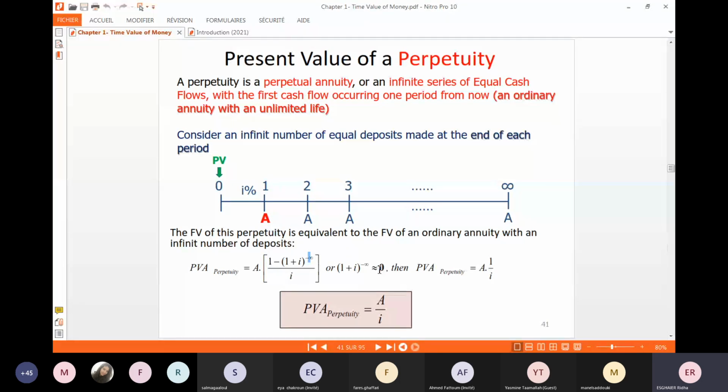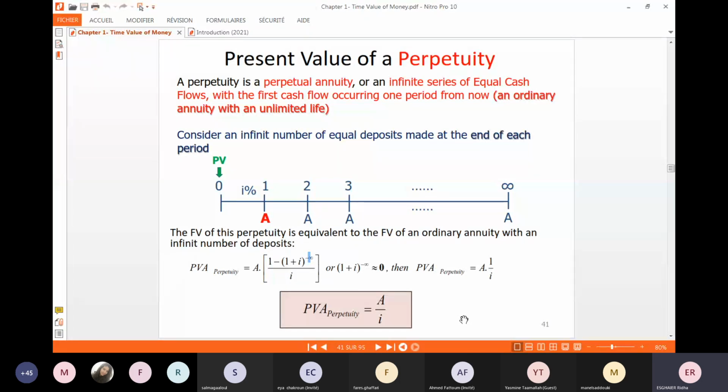So the present value of an annuity, which is a perpetuity here, is A times 1 over I, which is A over I. When we have a perpetuity, it means an ordinary annuity with an unlimited life. The present value of all the future amounts that we will receive indefinitely is equal to A, the first amount, or only one amount, divided by the discount rate. Let's take an example here.